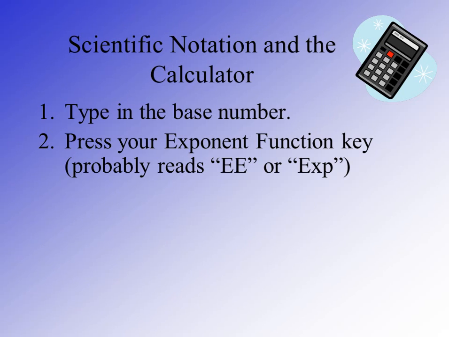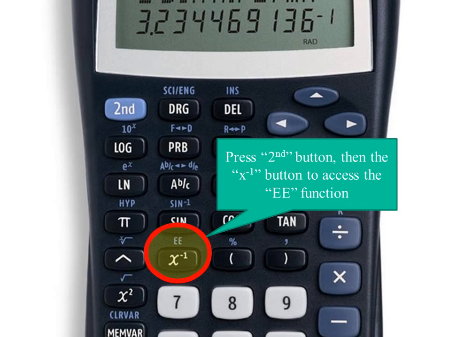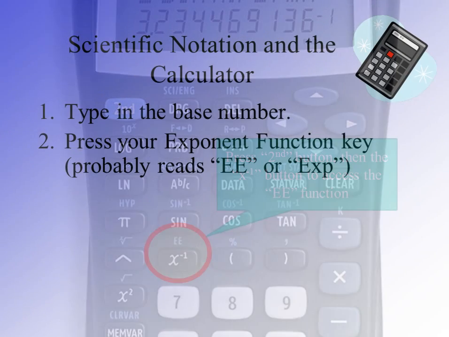Every calculator is different. On the TI-30X2S calculator, it is the second function of your inverse key, the X to the -1 power. And it displays as the blue EE seen here. So you would access that by pushing the second button in the upper left corner there, and then the X to the -1 key.